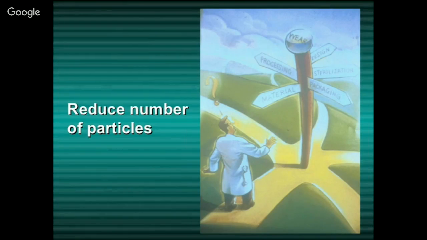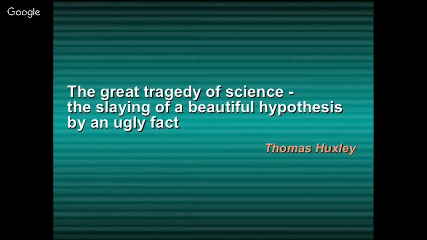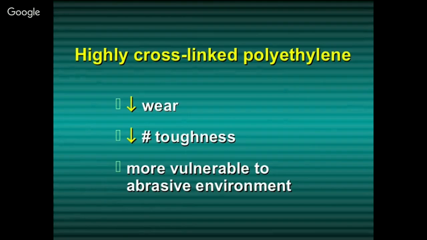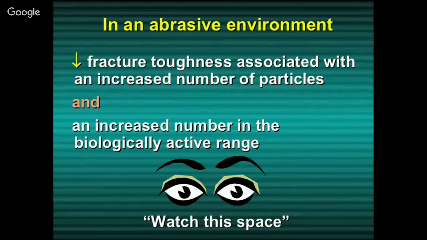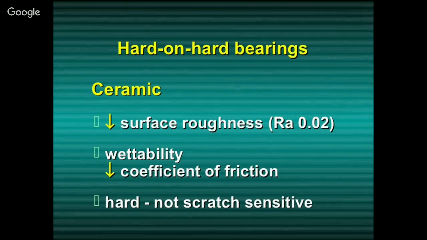Second is to reduce the number of particles. The great tragedy of science: the slaying of a beautiful hypothesis by an ugly fact. We are using highly cross-linked polyethylene. There is a decrease in toughness, and it is more vulnerable to an abrasive environment. In an abrasive manner, the decreased fracture toughness is associated with an increase in the number of particles, and an increase in the number in the biologically active range. So for hard on hard wear, we have ceramic on ceramic. Ceramic has increased surface hardness and wettability, so a decreased coefficient of friction, and it is hard and not scratch sensitive.